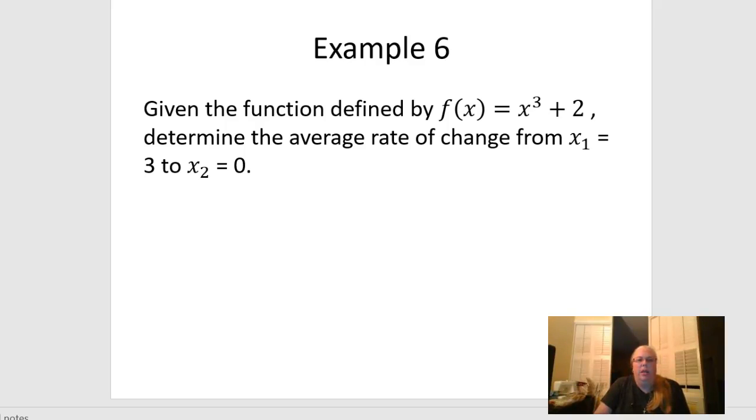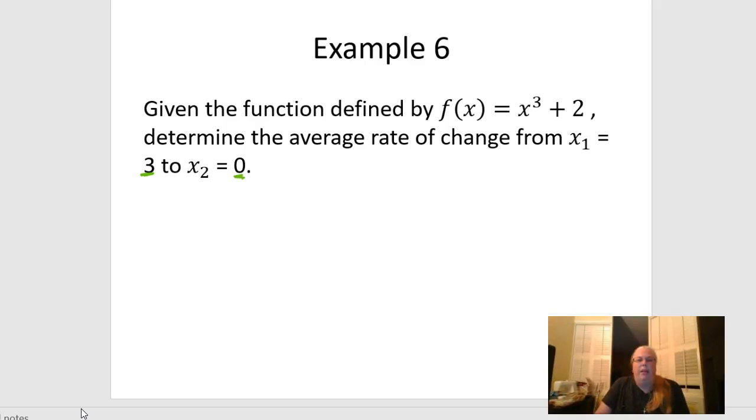Example 6. Given the function defined by f of x is equal to x to the third plus 2, determine the average rate of change from x1 equals 3 to x2 equals 0. Okay, we don't have the graph to look at this time. And actually, we could pull up Desmos and draw the graph for it, and we could see what it looked like. But they're already telling me which two x values to use. Namely, I'm going to use x equals 3 and x equals 0.